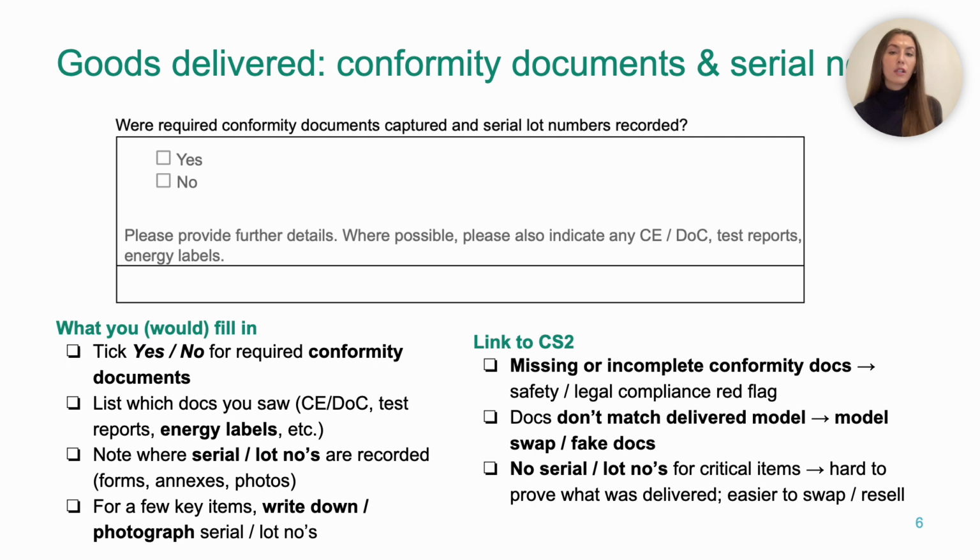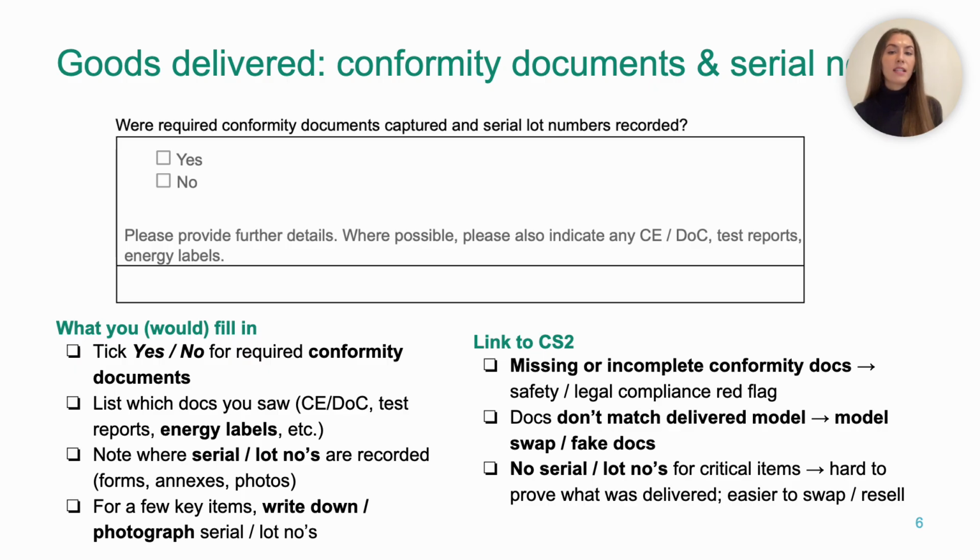So if no serial or lot numbers are recorded, let's say for high risk or high value items, then it becomes very hard to actually prove what was delivered or to react in case of recalls or defects. So it also makes it much easier to swap equipment later on, or even move to another location without anyone actually noticing. So again, your language needs to stay neutral and factual. For example, declaration and test report attached for Model A, however, delivered items are Model B, serial numbers of 5 units recorded and attached in Annex.